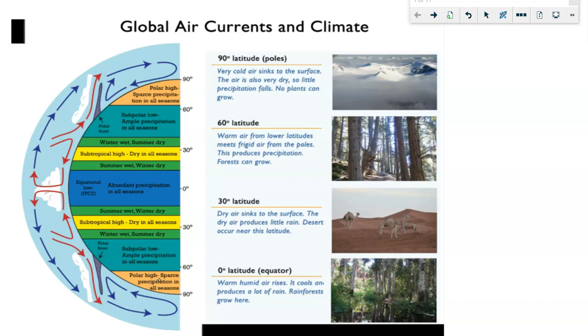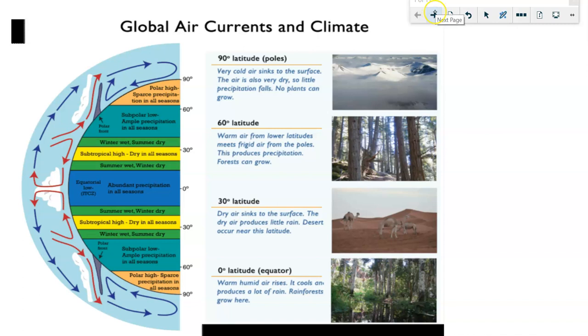So if you're trying to predict the climate for an area, you really need to look at what the global wind patterns are doing in that area in terms of high and low pressure systems. Okay, so latitude definitely has a really big impact on climate, both temperature and precipitation. Let's go ahead and go on.